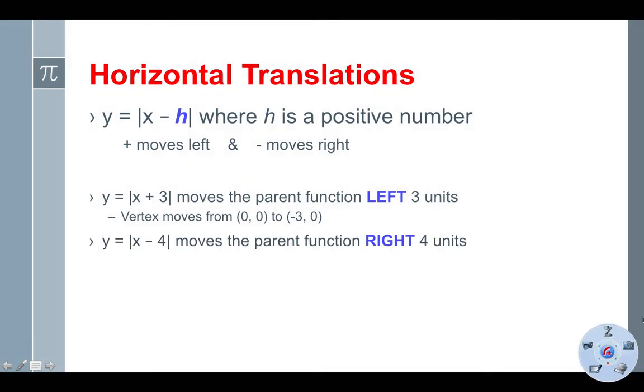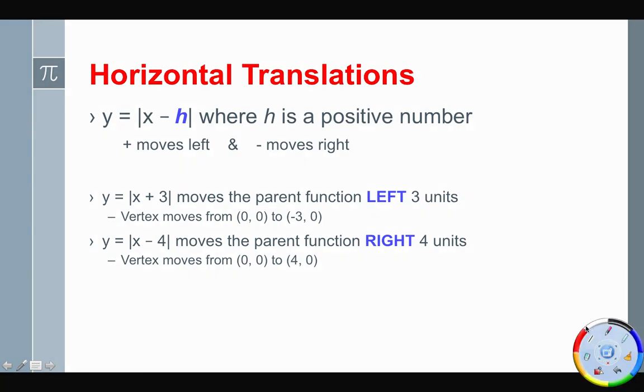And let's take a look at one that moves to the right. We have the absolute value of x minus 4. It moves the parent function 4 units to the right, moving the vertex from 0, 0 to the point 4, 0. And if I was to do a quick sketch of this graph, we're going to move to the right 4 units. If we were to graph our parent function again, parent function vertex at 0, 0, slope of 1 on either side.